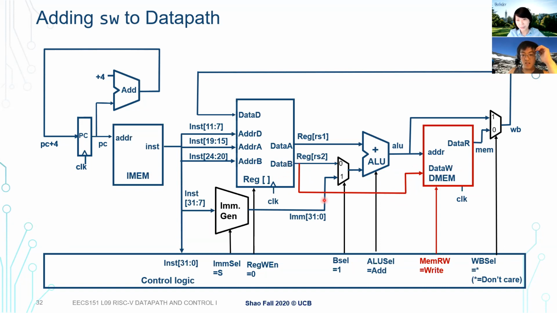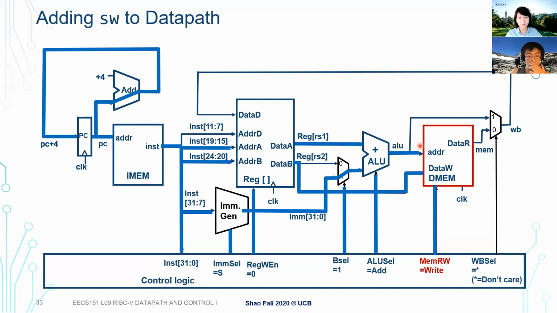So this will be the data. Before, we only had an address to specify which data we want to read from. Now we have an address and also specify what data we want to write. By setting the memory read and write signal to write, we specify that we want to write to our memory. So you will see what regions are used for our store operation.